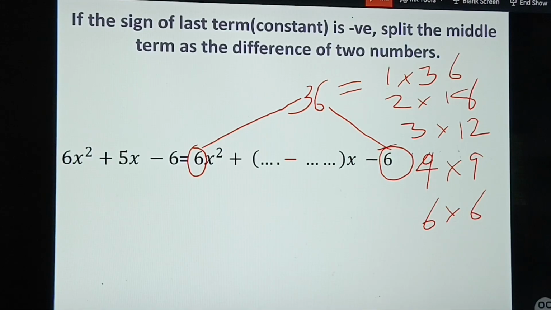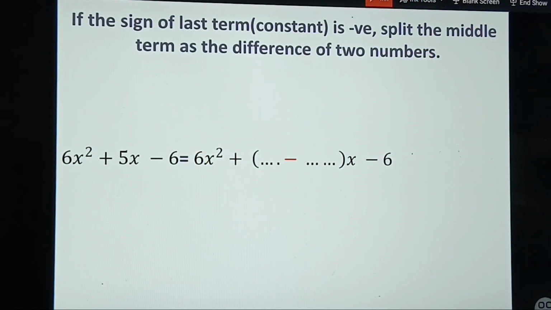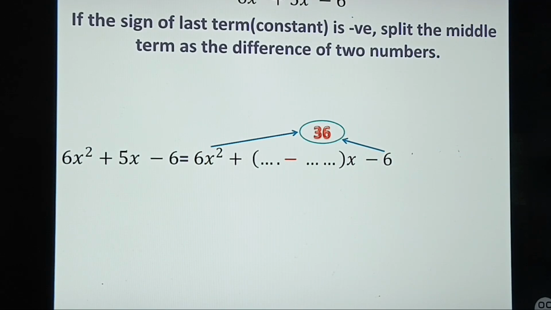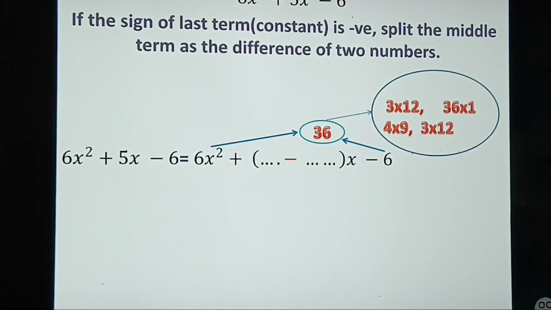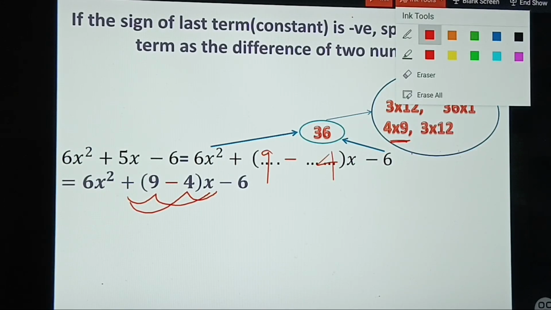Which one will be suitable for this minus and getting 5? If we take 9 and 4, with the big one first and the small one next, 9 minus 4 is 5. Among the combinations of 36, the best suited is 9 into 4, and it is 9 minus 4. Open the bracket with plus, plus into 9 into x is plus 9x, plus into minus 4 into x is minus 4x.